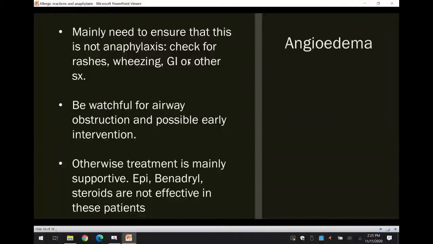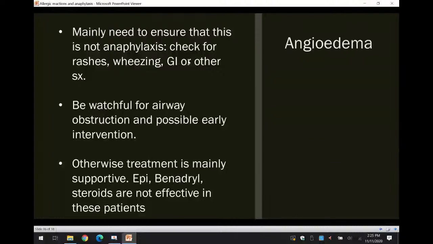And the big thing is just to rule out that it's not an anaphylactic reaction, asking if they're having any other symptoms associated with it. For these patients, unfortunately, there's really not much treatment to give them, especially in the field. It's all going to be supportive, just starting fluids, monitoring them, and being ready in case there has to be any sort of early intervention for their airway. Your typical anaphylaxis treatment, epi, Benadryl, steroids, none of that is going to be effective for these patients.